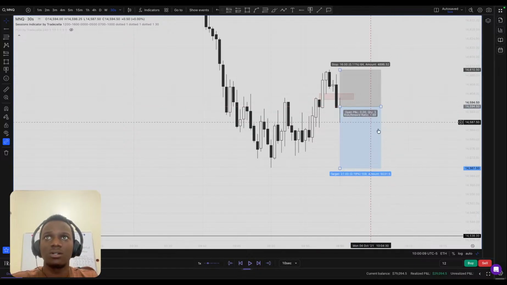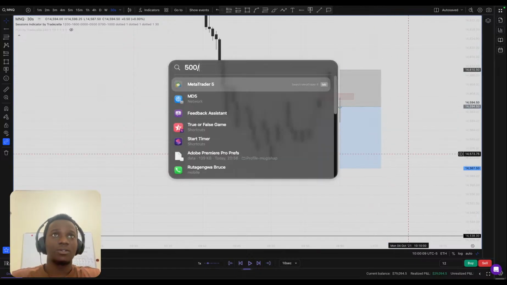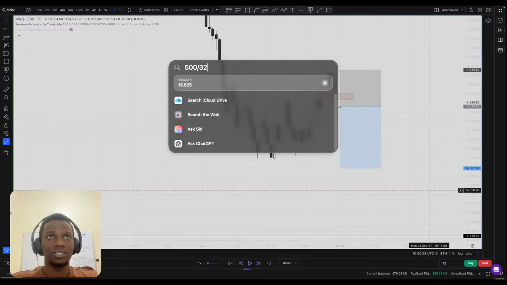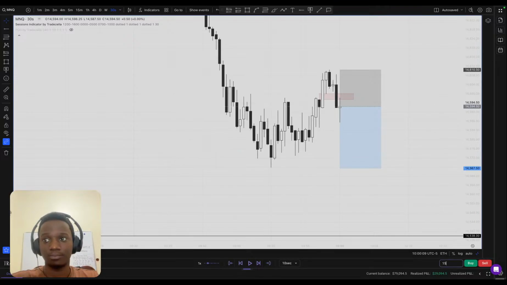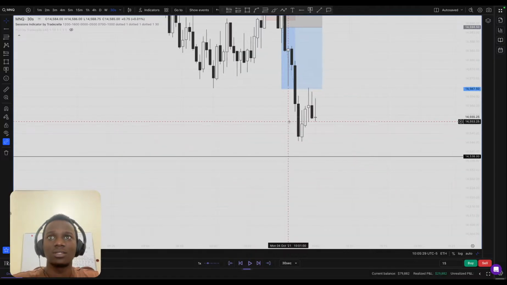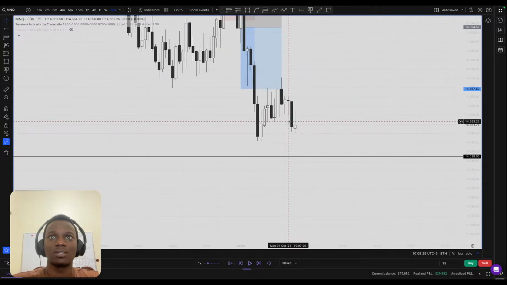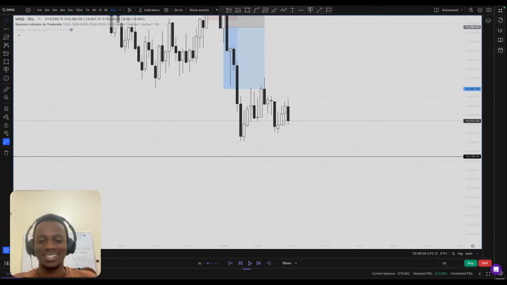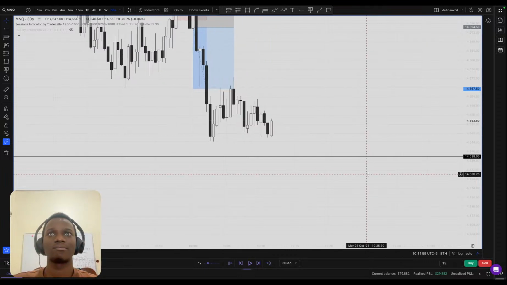1.6 R. So that's 500 over 32, giving me around 15.6. And it continues lower. Now that it was close to this target, it starts dancing around. Are you serious? Let's see.